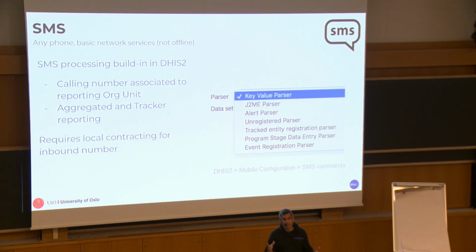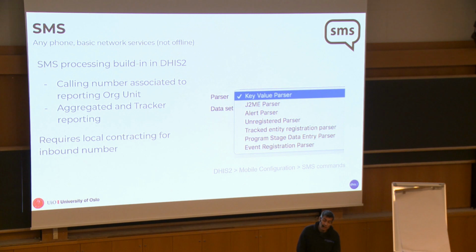There are some limitations. One of them is that the person that is sending the SMS becomes the OR unit, because you are doing a direct association between the person, the telephone of the person sending the information, and the OR unit. So that's the way that you can do that matching.